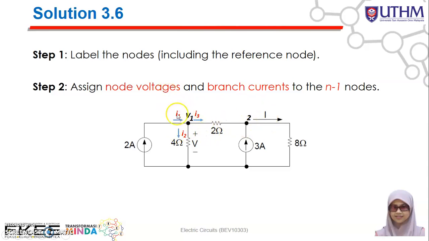For node number 1, here is V1. The branch current is given by I1, so the 2 ampere is I1, which equals I2 and I3. Then for node number 2, V2. Here I have I3, so that's why here also I3. And then I4, because we have a current source here, and I5.